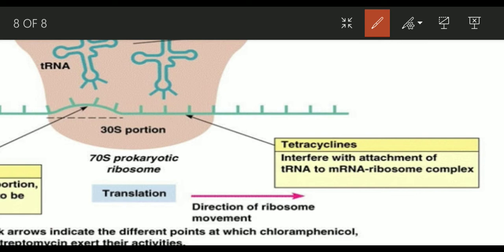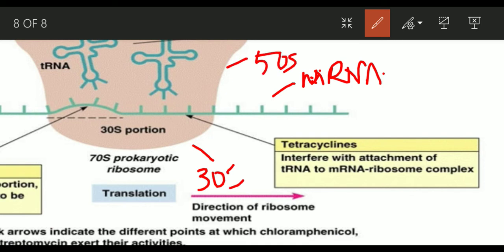Tetracycline interferes with the attachment of tRNA to the mRNA ribosome complex. So as we know, in translation we have the mRNA, this is the mRNA, and this is the ribosome, the 30S subunit and the 50S subunit of the ribosome. The tRNA that is carrying the new amino acid, which has to be incorporated into the polypeptide chain. Tetracycline interferes with the attachment of this tRNA to the mRNA and ribosome complex.